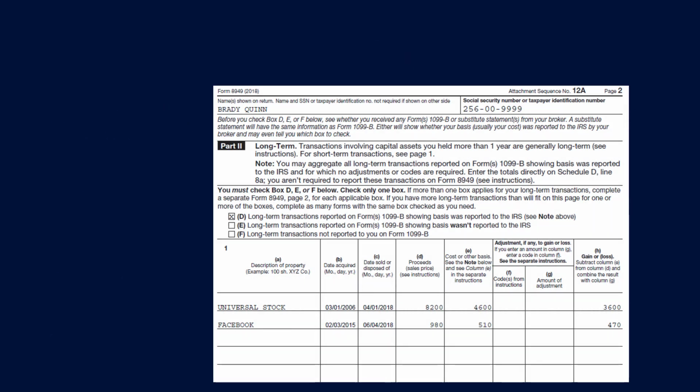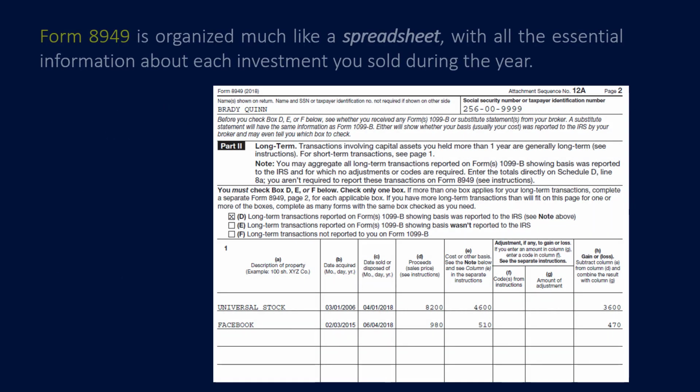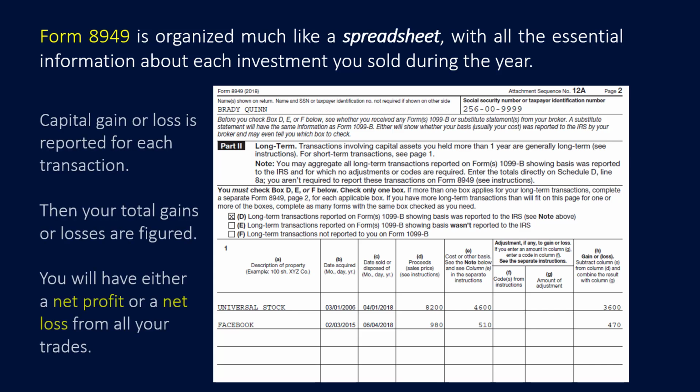Here's an example of Form 8949. It's organized much like a spreadsheet with all the essential information about each investment you sold during the year. The capital gain or loss is reported for each transaction, then your total gains or losses are figured. You'll have either a net profit or a net loss from all of your trades.